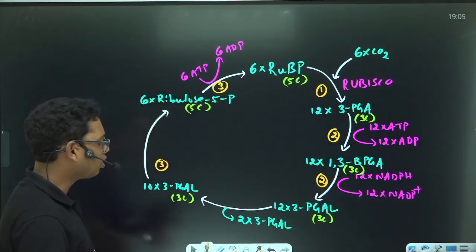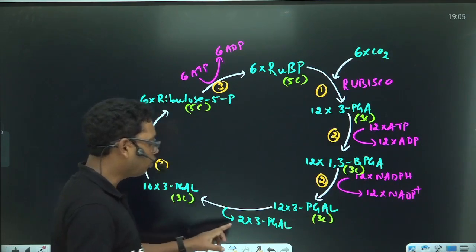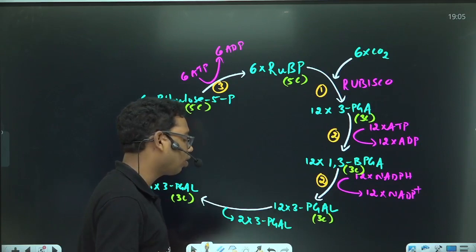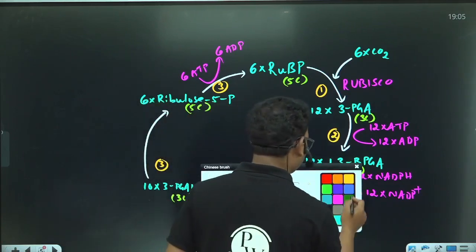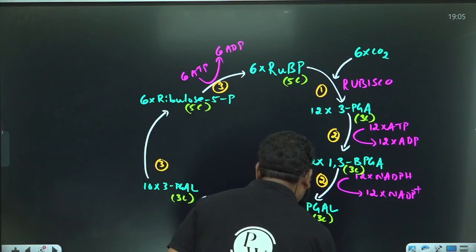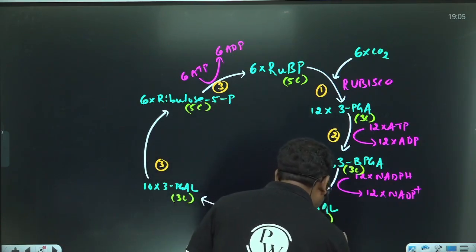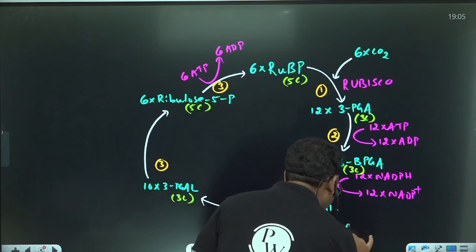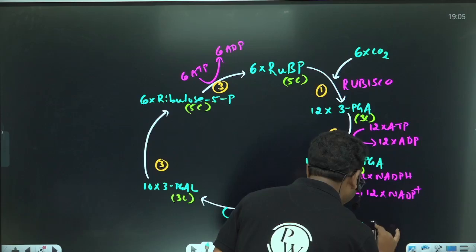So what about the formation of the glucose molecule? Let me tell you. We have ultimately 2 molecules of 3-phosphoglyceraldehyde, and out of these 2 molecules, this can be written as 1 molecule of 3-phosphoglyceraldehyde plus 1 molecule of 3-phosphoglyceraldehyde.